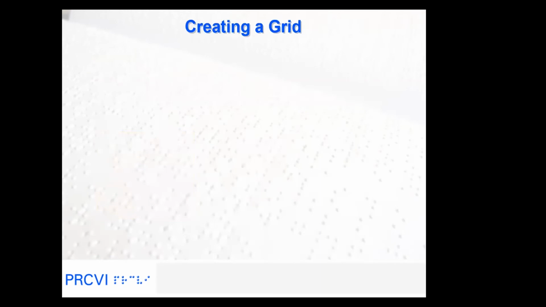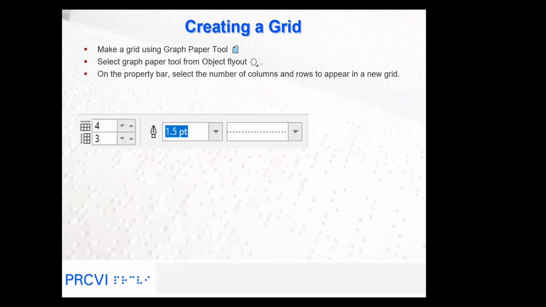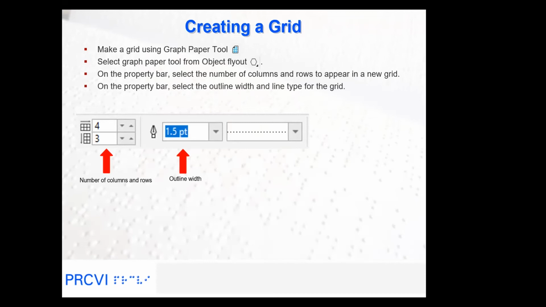Make a grid using the graph paper tool. Select the graph paper tool from the object flyout. On the property bar, select the number of columns and rows to appear in a new grid. On the property bar, select the outline width and line type for the grid. Drag the mouse on the drawing page and make a grid.